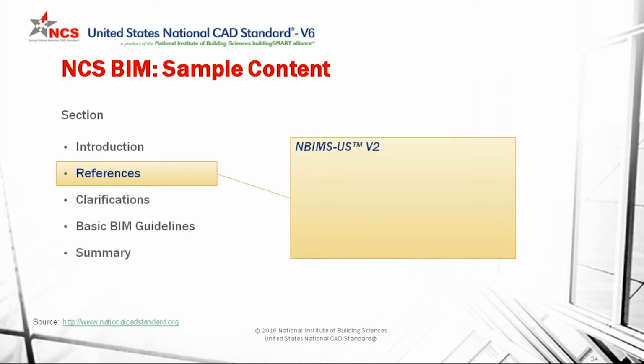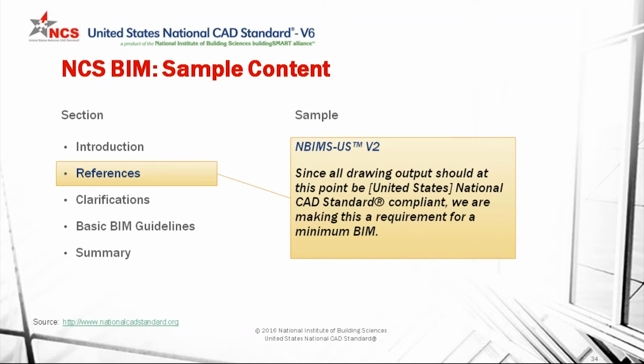Once we introduced the section, we began to point to some references. We acknowledged that many would question, well, what about the National BIM Standard? How does it relate? Well, the National BIM Standard, versions 2 and 3, actually reference the National CAD Standard, given that all of the output that comes out of any particular BIM software should be National CAD Standard compliant.